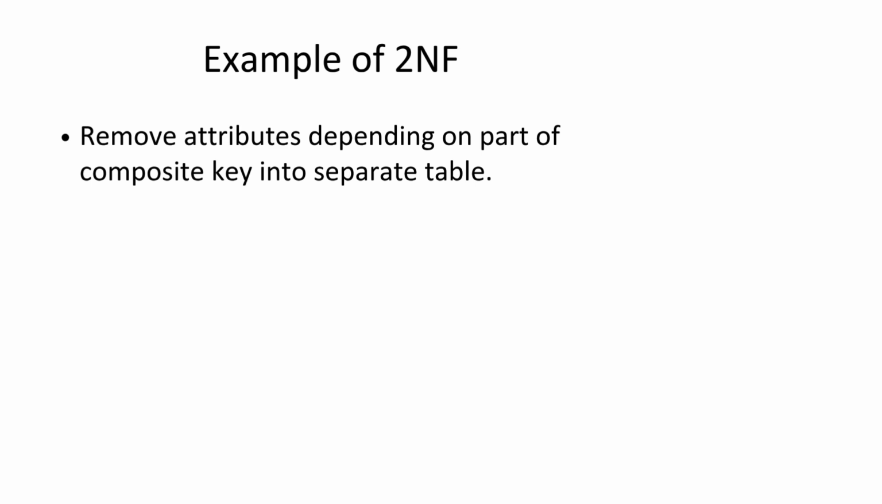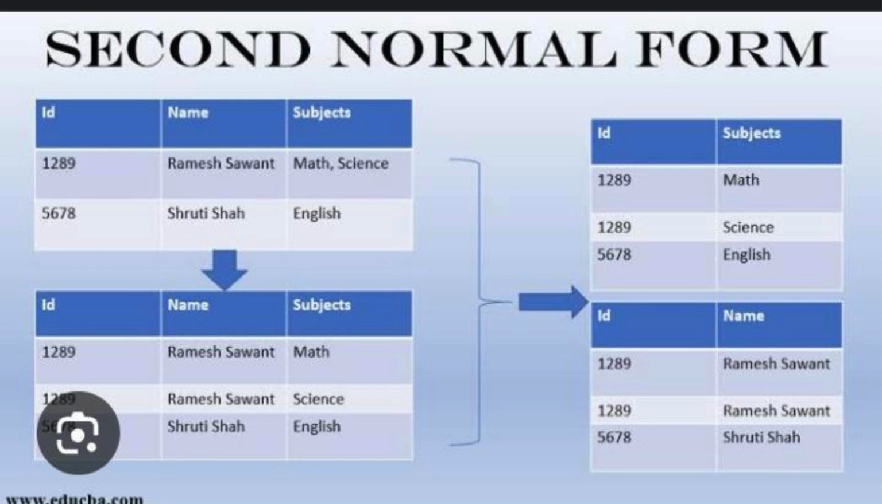Example of second normal form. Suppose we have a table where student ID and course ID together form a key, but student name depends only on student ID. That's a partial dependency. In second normal form, we move student name to a separate table where student ID is the only key.